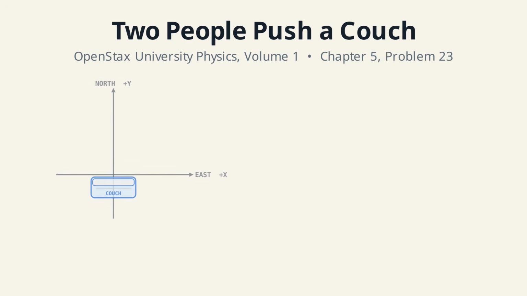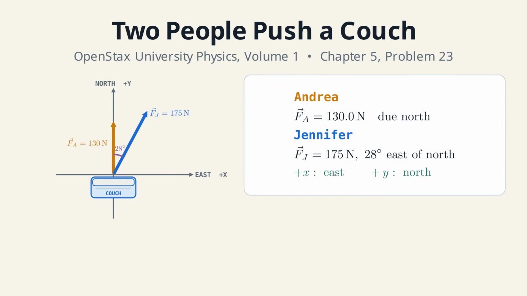Let us solve OpenStax University Physics, Volume 1, Chapter 5, Problem 23. Andrea and Jennifer push a couch across a floor. Andrea applies 130 newtons due north. Jennifer applies 175 newtons at 28 degrees east of north. East is positive x, and north is positive y.